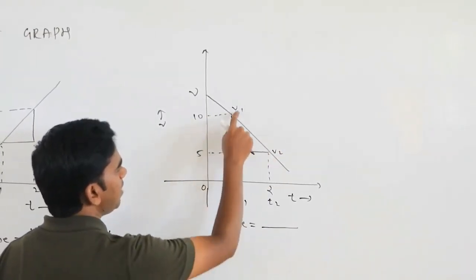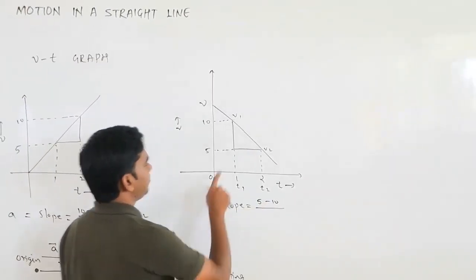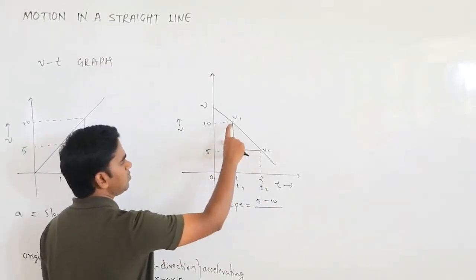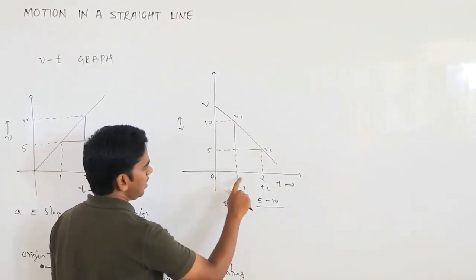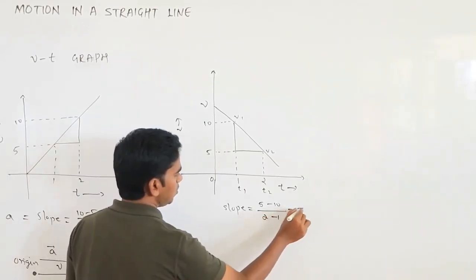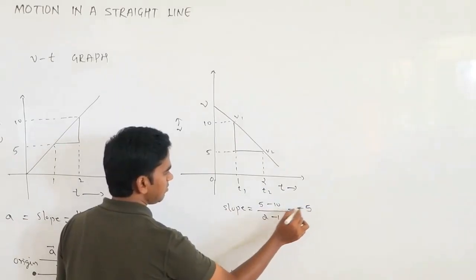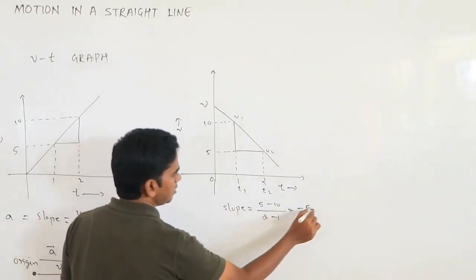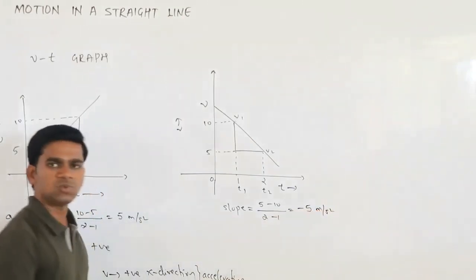V2 minus V1, so 5 minus 10, divided by T2 minus T1, which is 2 minus 1. So this is going to be minus 5 divided by 1, which is minus 5 meter per second square.